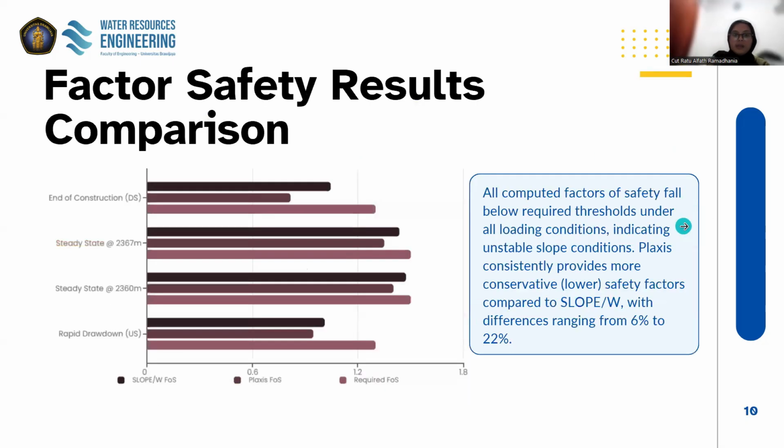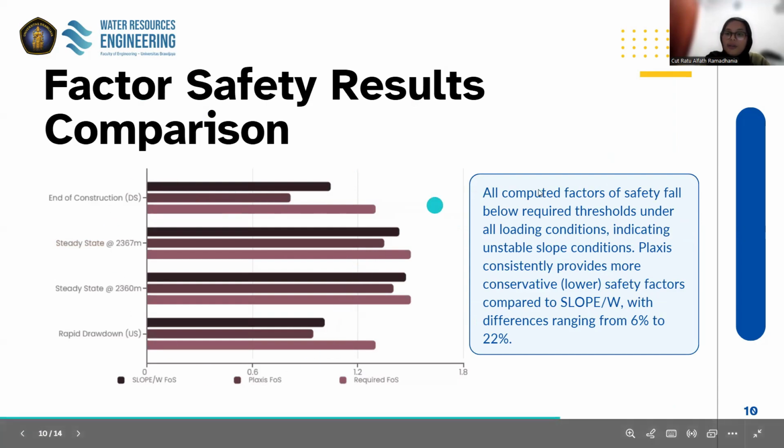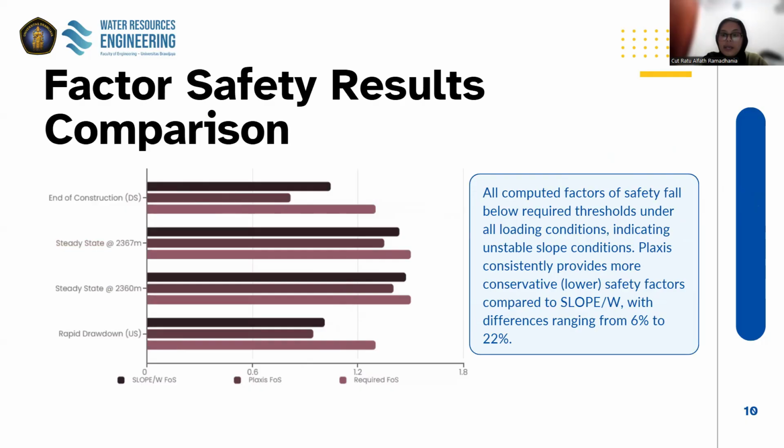So for the factor of safety result comparison, all computed factors of safety fall below the required thresholds under all loading conditions, indicating unstable slope conditions. Plaxis consistently provides more conservative or lower safety factors compared to Slope/W or GeoStudio, with differences ranging from 6% to 22%.